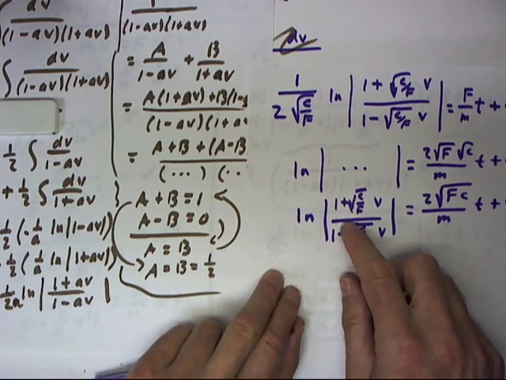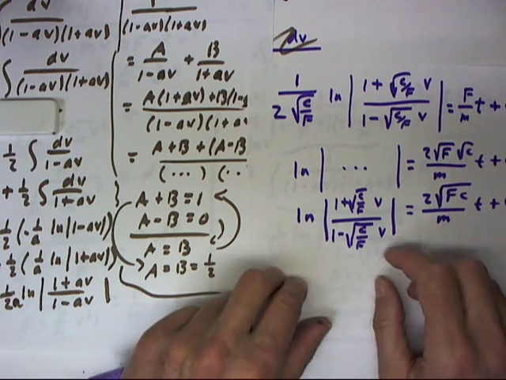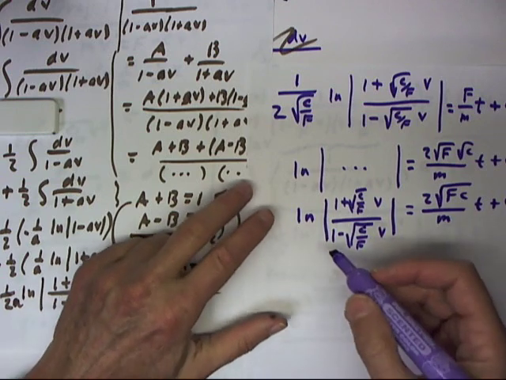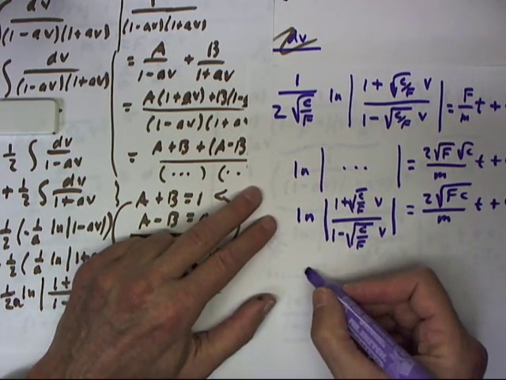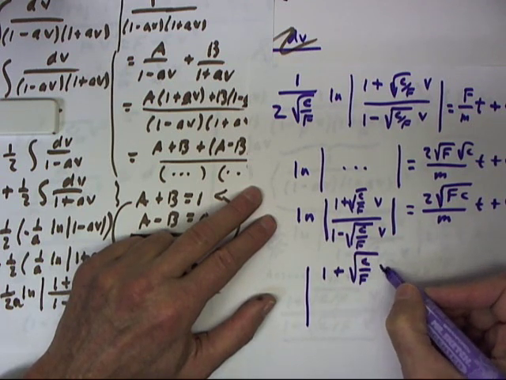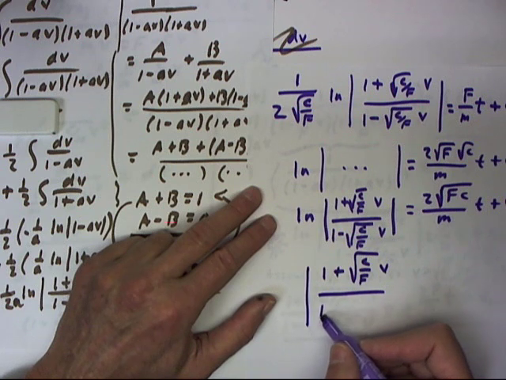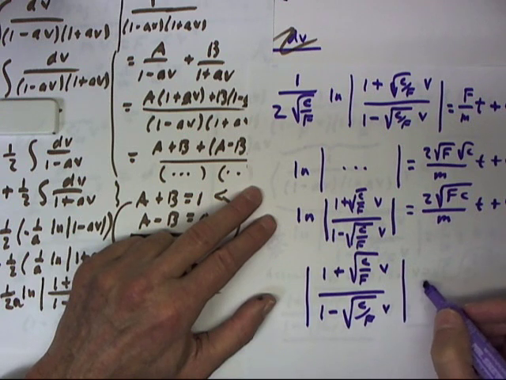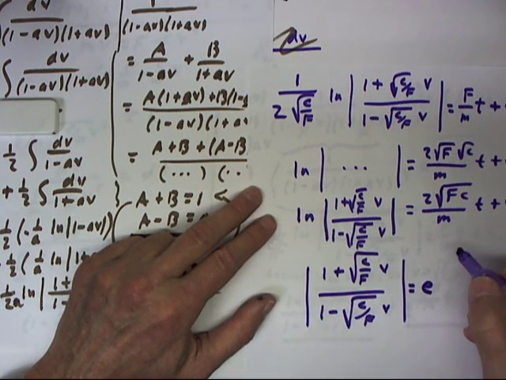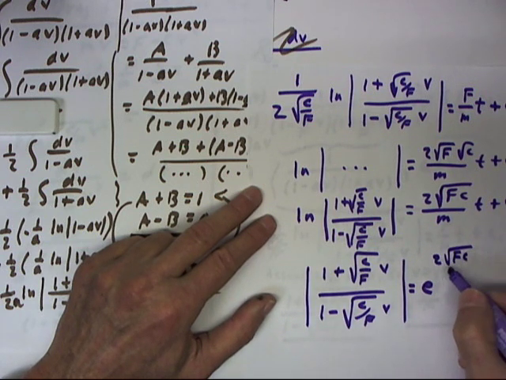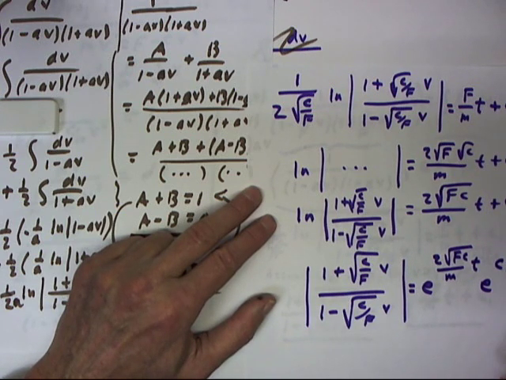So that when we raise e to this side and raise e to this side, what we get is it is not going to involve the absolute value signs. And in fact, let's go ahead and do that. First we get absolute value of 1 plus the square root of c over f times v divided by 1 minus the square root of c over f times v equals e raised to the 2 square root of fc over m multiplied by t, and then that'll be times e to the c1.